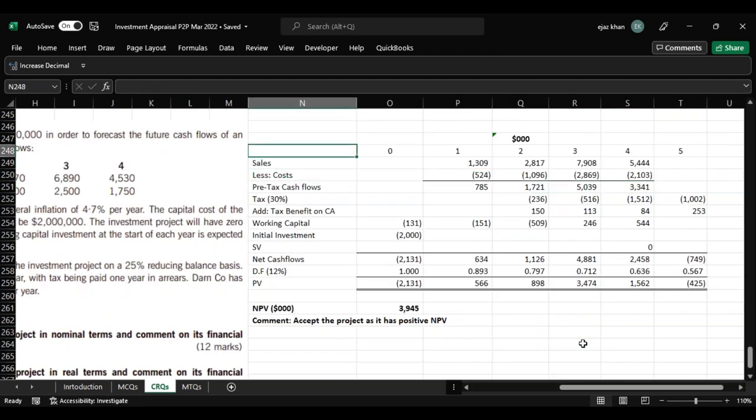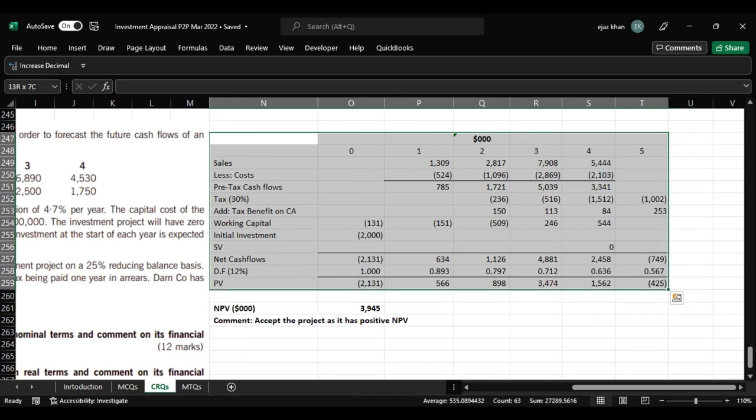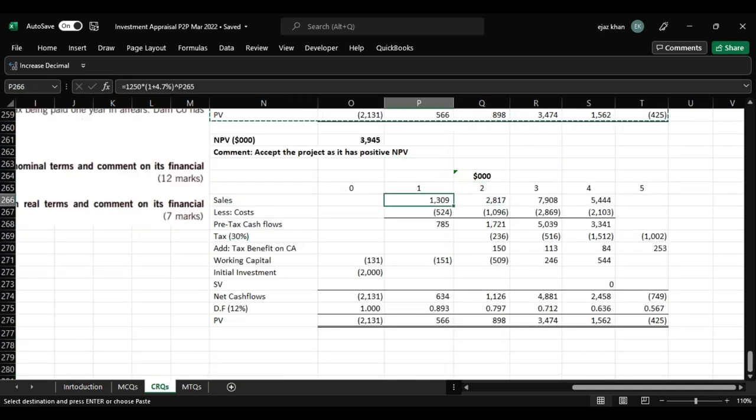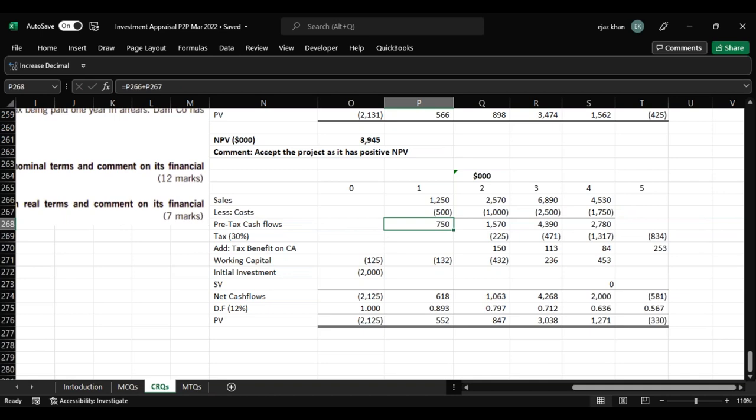I hope you have done it. So I'm just picking, copying it, pasting it here. And firstly, I have to remove the inflation factor from all the cells. Now these cash flows are called real cash flows. When we do not inflate our cash flows and we show them as they are, these are called real cash flows.